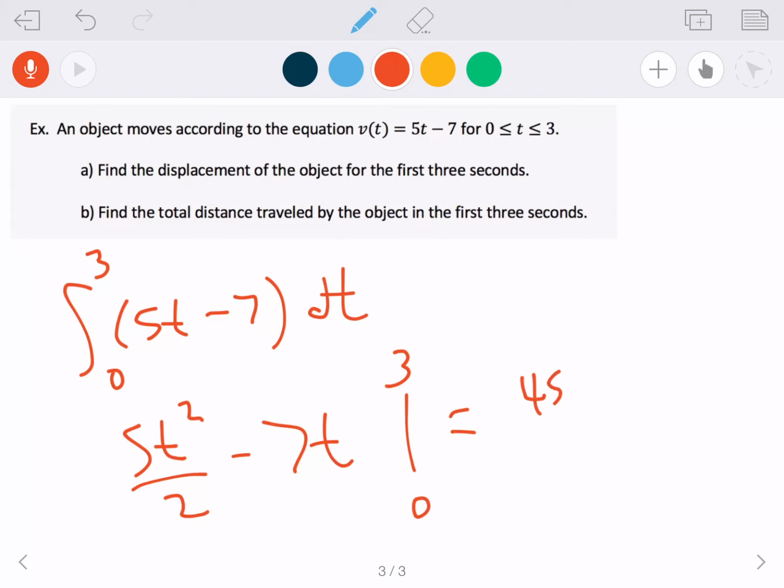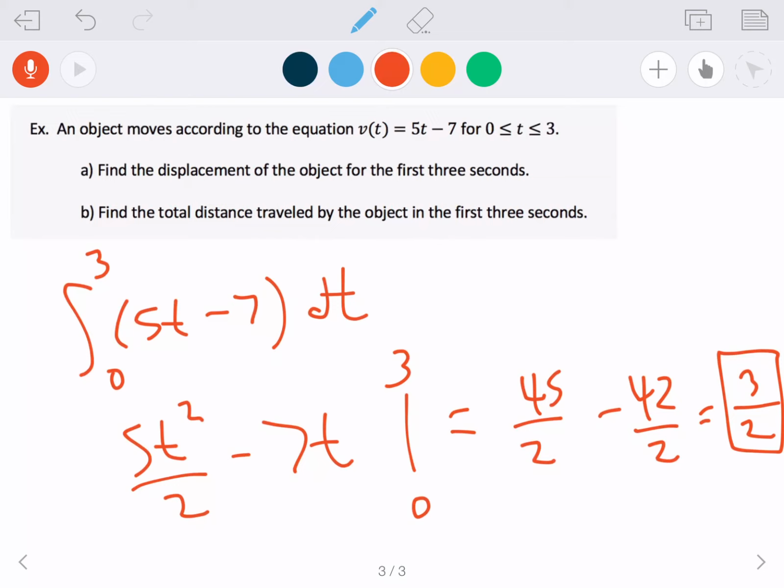And I kind of already did the arithmetic because that's not the important part of this problem here. And we get 3 over 2. We could get a negative number here. That would tell us that the object had a net movement to the left. A positive number here means it had a net movement to the right. That is okay. So now for part B, we want to find the total distance traveled.